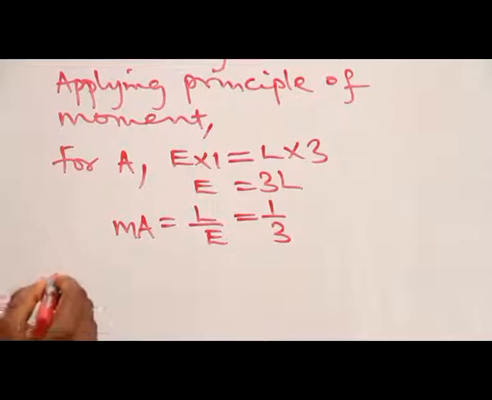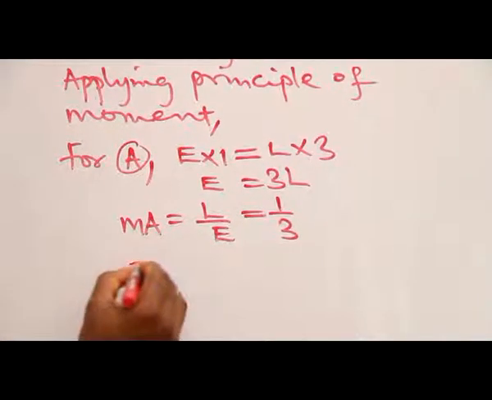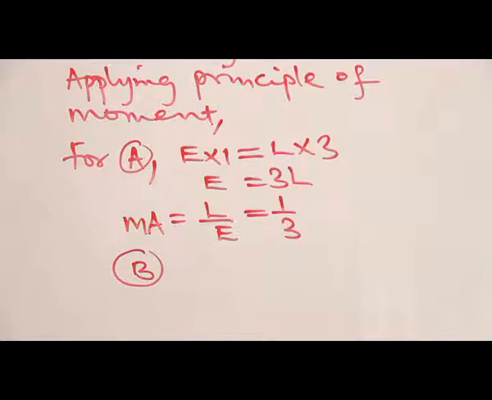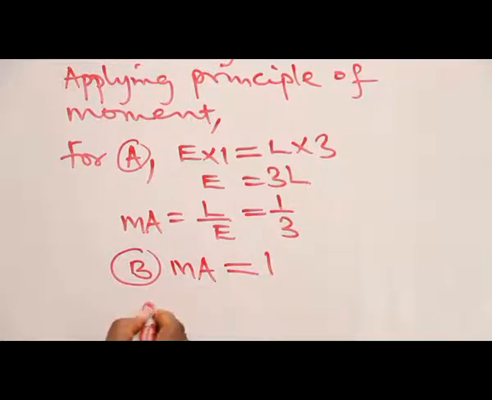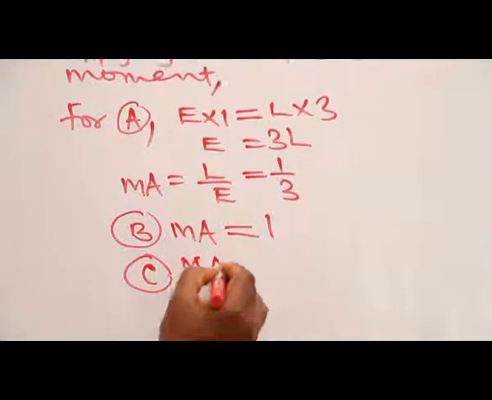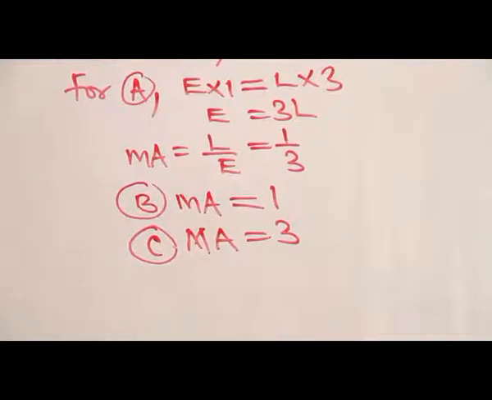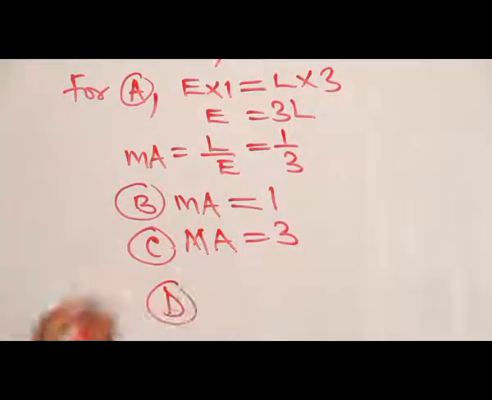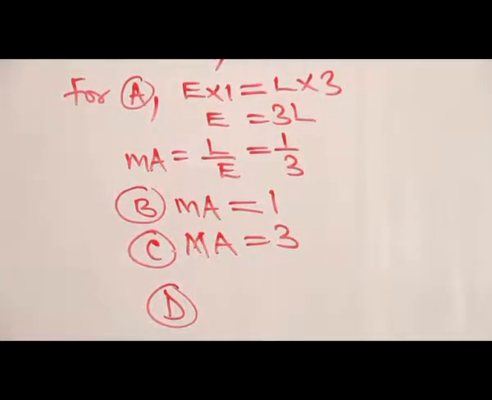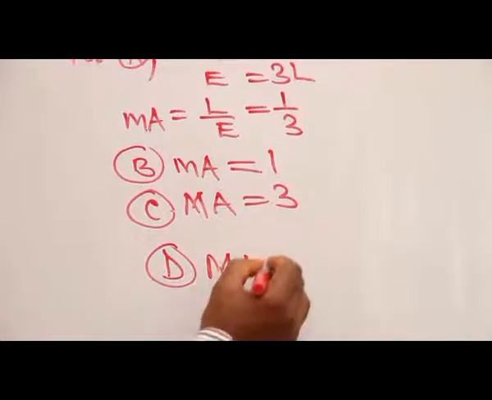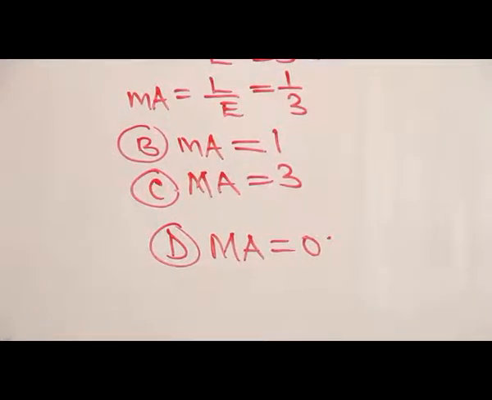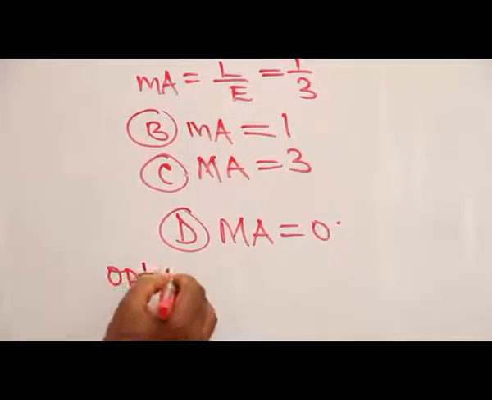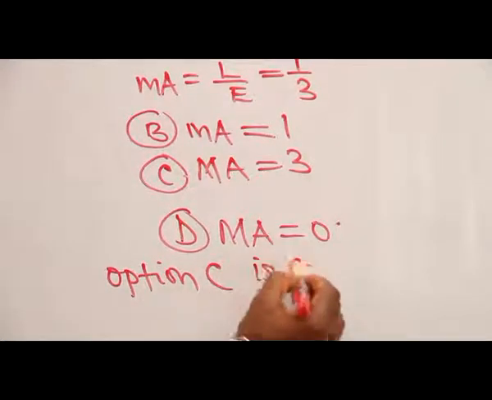If we use the same method for option B, we get mechanical advantage is equal to 1. Option C, mechanical advantage is equal to 3. And option D will give us no mechanical advantage, MA 0. Thus, from the above result, option C is correct.